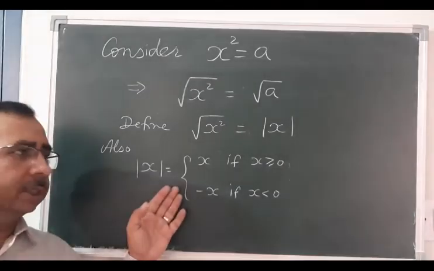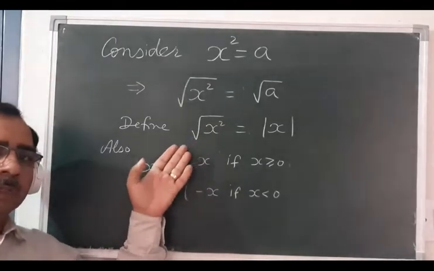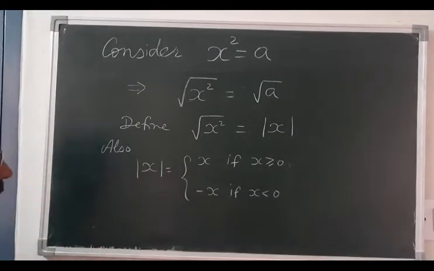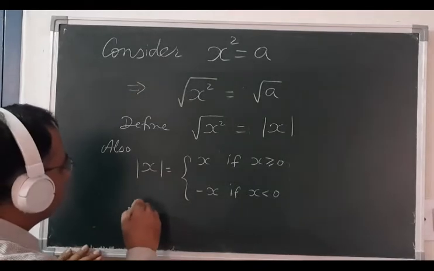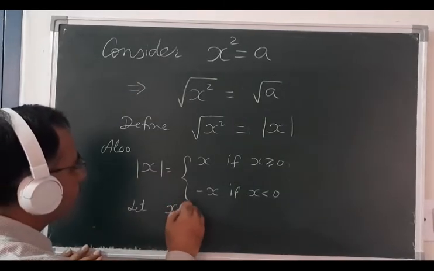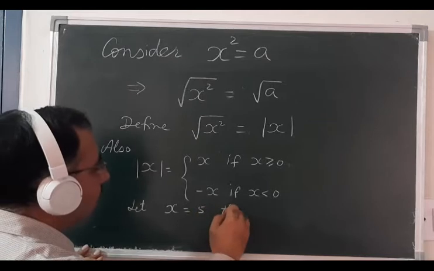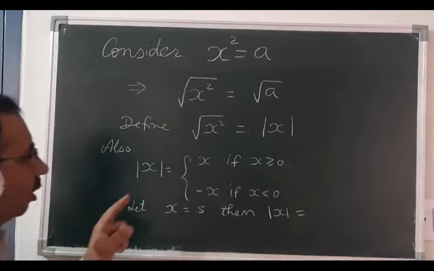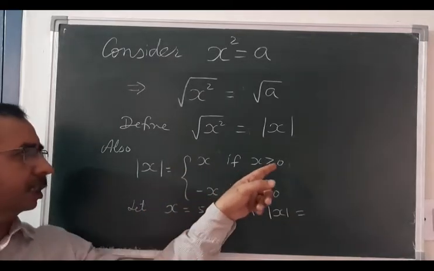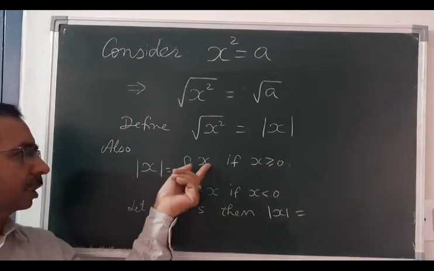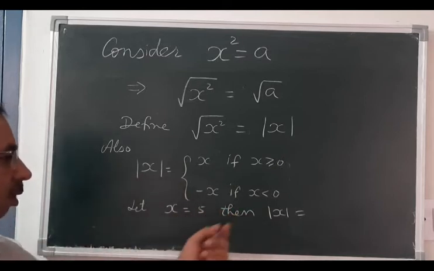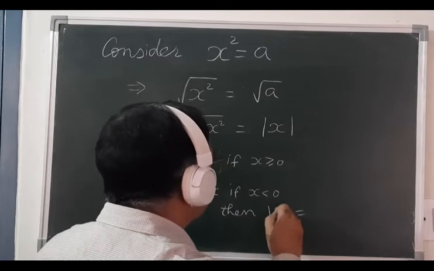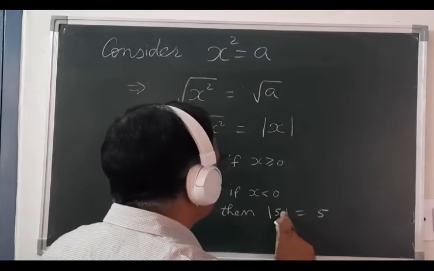So I will show that these two things are the same. First let us realize this by using some example. Let x be equal to 5. Then mod x is, now use the definition. If x is greater than or equal to 0, mod of x is x. Now 5 is greater than 0, so mod 5 is 5.